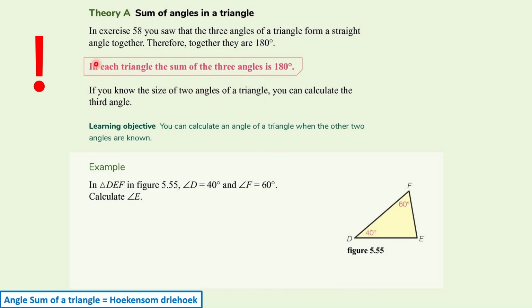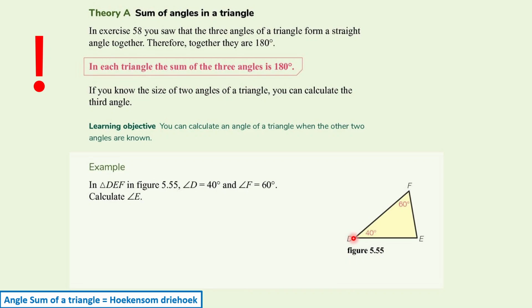So here in red, in each triangle, the sum of the three angles is 180 degrees. This is also called the angle sum of a triangle. In Dutch, de hoekensom van een driehoek. And we can now calculate this quite quickly, but do write down what you have to write down.